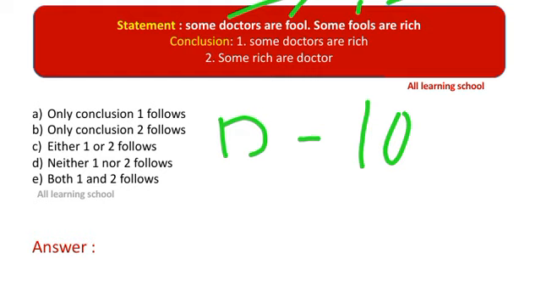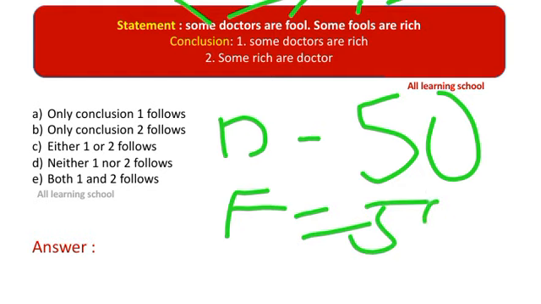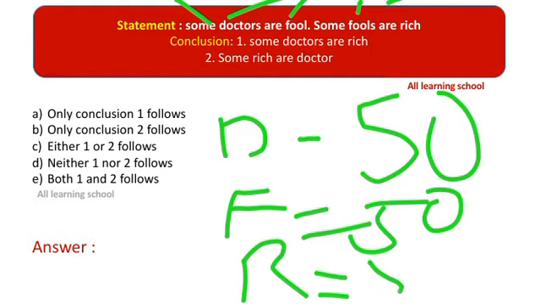Doctor's income will be 50, because we assign income as 50-50, the sum being equal to 50-50, all equal to 150. So doctor income will be 50, fool income will be 50. Similarly, in the second statement, fool income will be 50, rich income will be 50. So the incomes are 50-50. No income is 100. So these two statements cannot be merged, because we need at least 100 income for a common word to merge these statements.